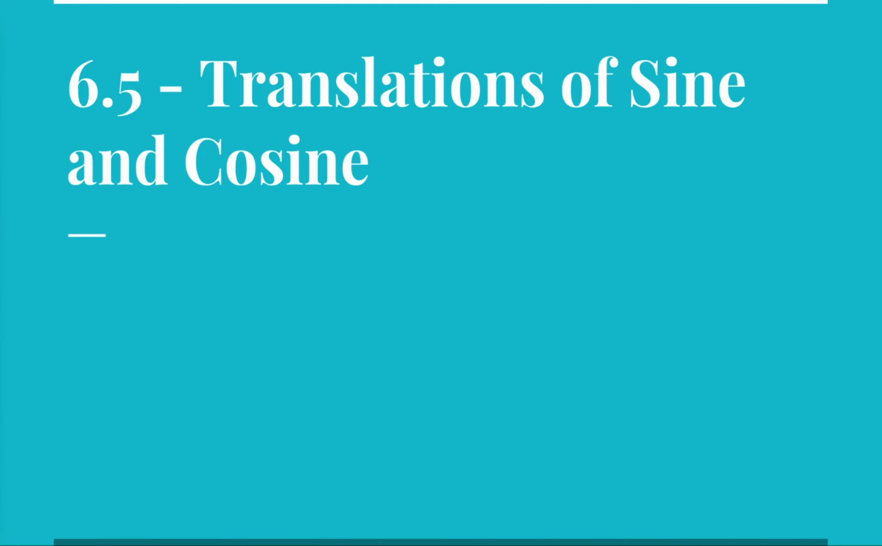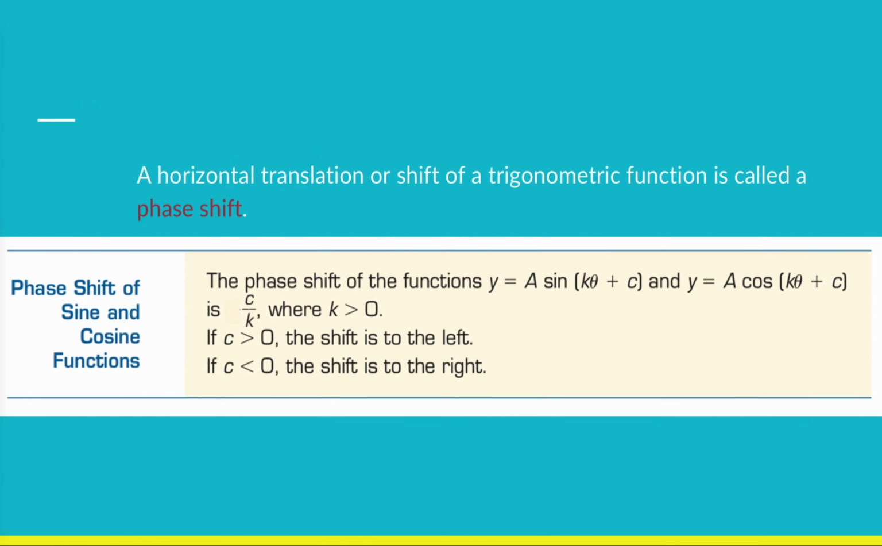Translations of sine and cosine. So again, back to our transformation rules. A horizontal translation shifting a trig function left to right is called a phase shift.